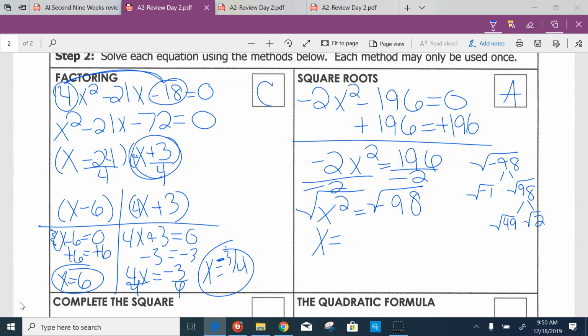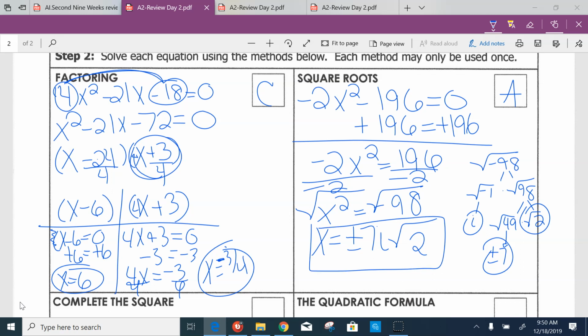So the square root of negative 1 is always going to be i. Square root of 49 is plus or minus 7. And the square root of 2 is just the square root of 2. So my answer is x equals plus or minus 7i square root of 2. So go ahead and box that in.